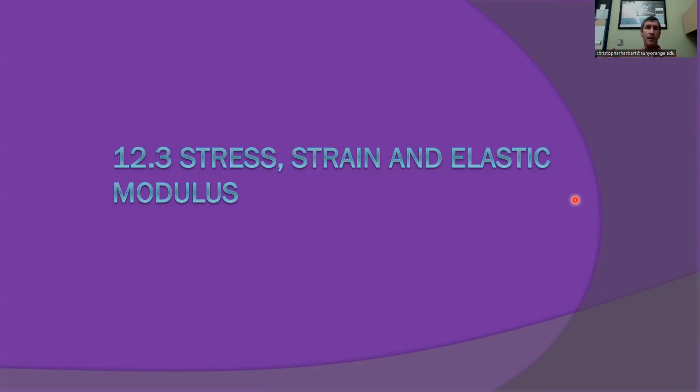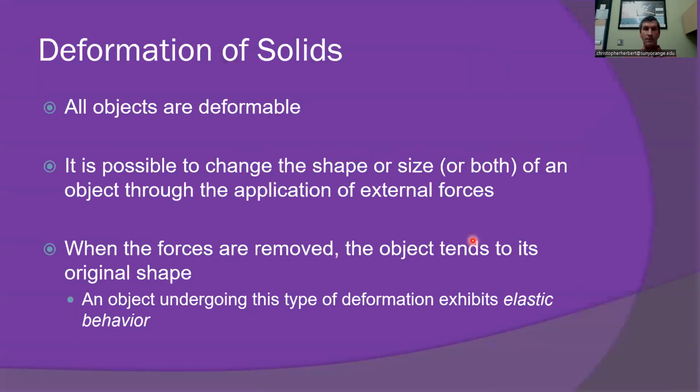So we're going to see how a force applied over some area, what we call a stress, is going to cause the object to change shape. This is what we call a strain, and how these two different properties are related by something called the elastic modulus. Okay, so let's take a look at some different types of stresses and strains on objects and see how we can classify them. Again, all objects are deformable.